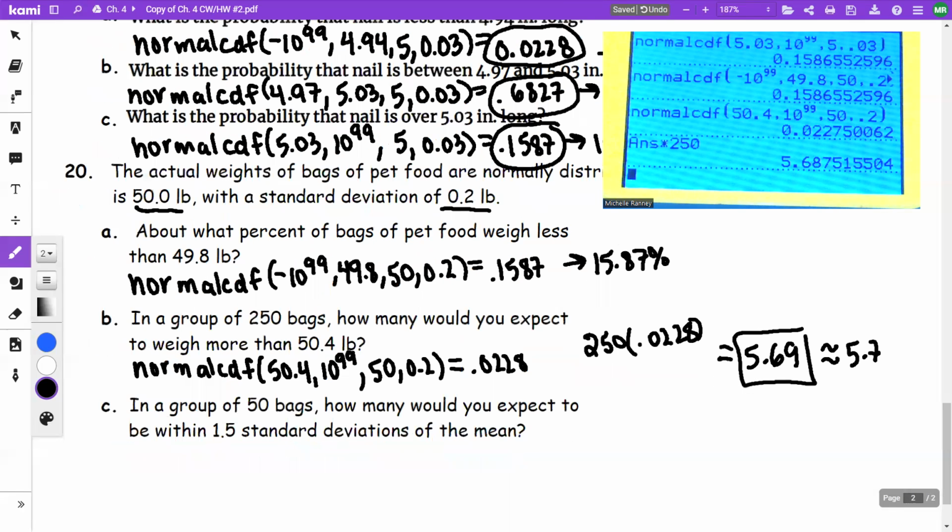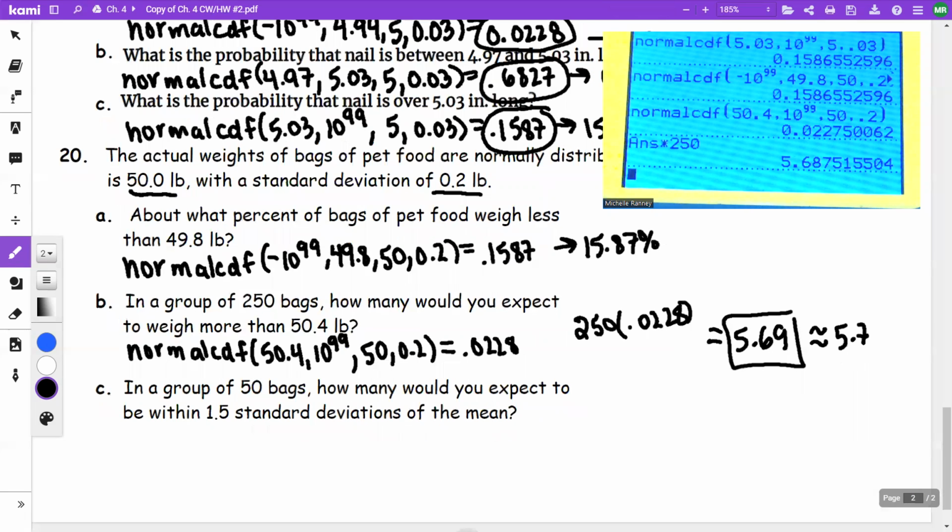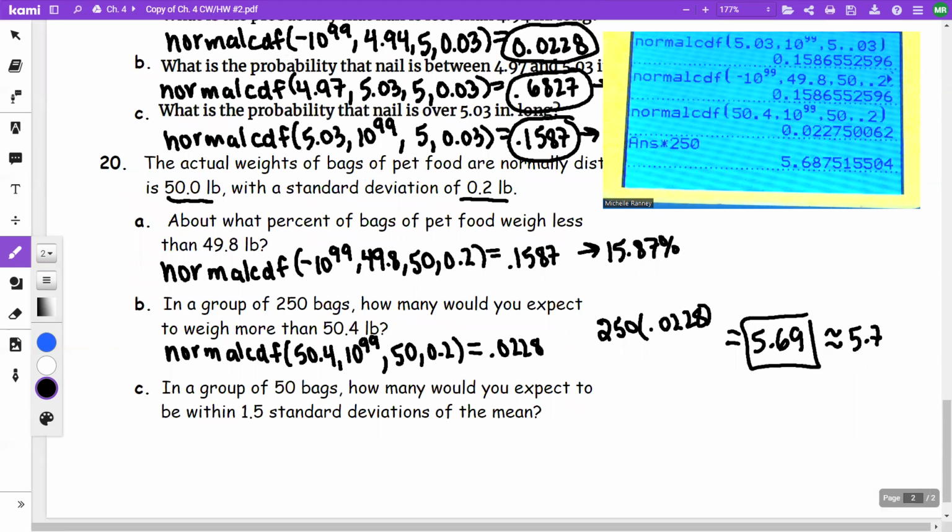In a group of 50 bags, how many would you expect to be within 1.5 standard deviations of the mean? So if we wanted 1.5 standard deviations of the mean, what I'm going to do is find the percent. I am going to keep this as negative 1.5, positive 1.5, because that percent is going to be the same as if it was a standard normal with a mean of 0 and standard deviation of 1. Let's just see what that will do.